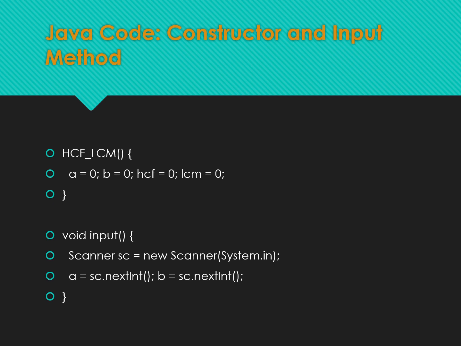The constructor method sets the initial values of a, b, HCF, and LCM to 0. The input method uses the Scanner class to accept two integers from the user, which will be used for further calculations.